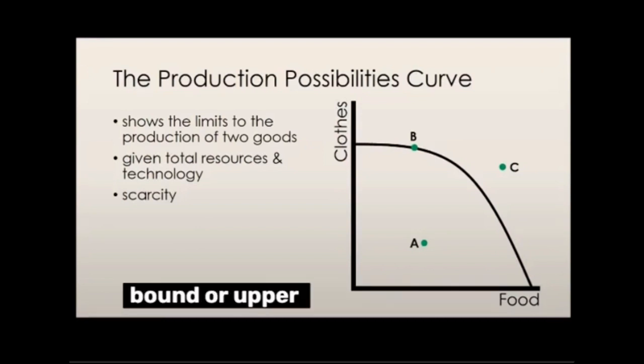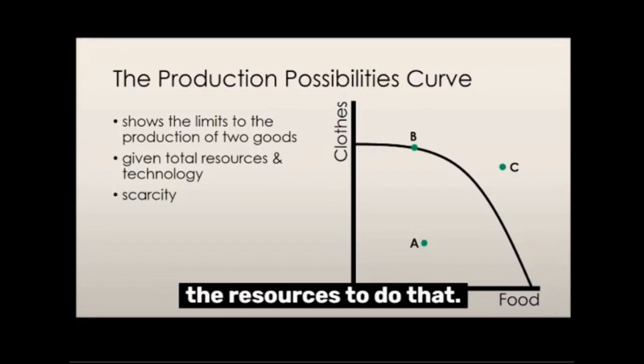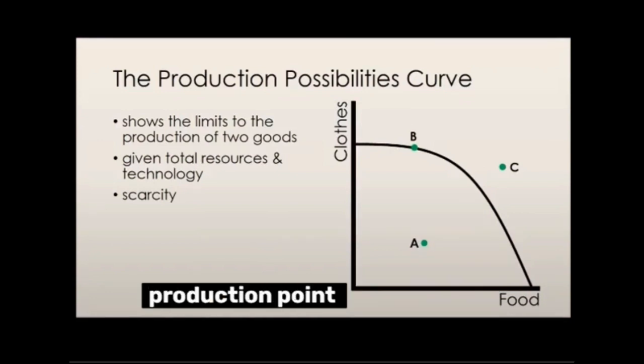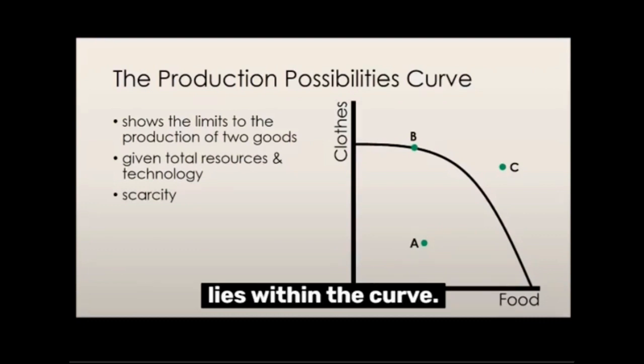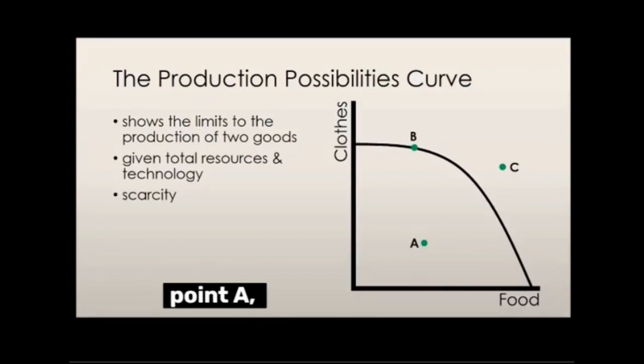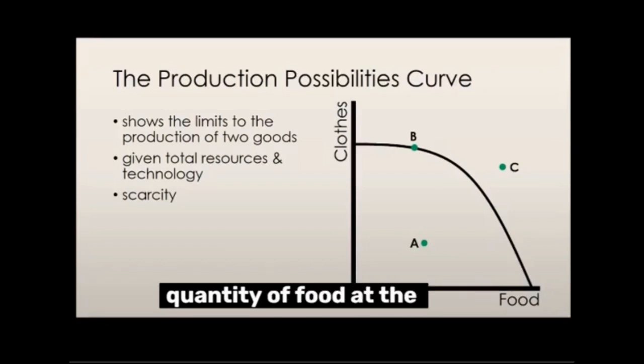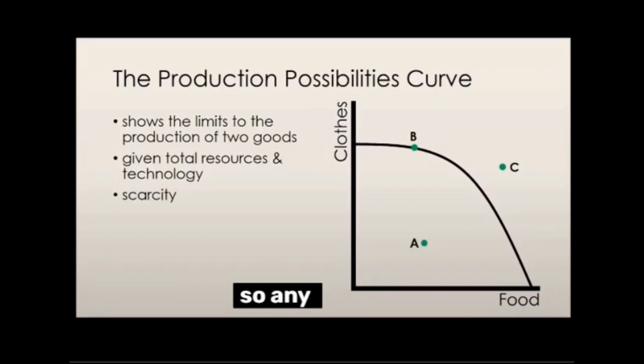In our economy, the production possibilities curve is showing us the upper bound, or upper limit to production. We can't produce outside the production possibilities curve because we don't have the resources to do that. Any point inside the curve is attainable because it is below the maximum possible production. Point A, for example, lies within the curve, and thus we can produce at point A. We can produce the quantity of clothes and the quantity of food at the same time because we have the available resources to do so.